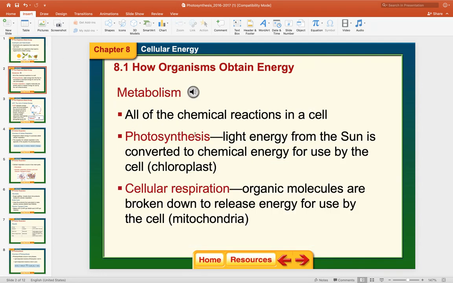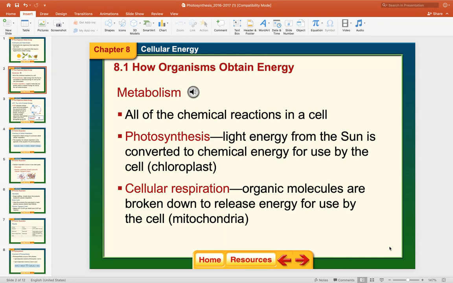Now, the reason why we must be able to do this is because we need to maintain all the chemical reactions in our cells. We need to be able to maintain our metabolism. So we will perform cellular respiration, where we take organic molecules and break them down in order to release energy, and we use mitochondria in order to do that.